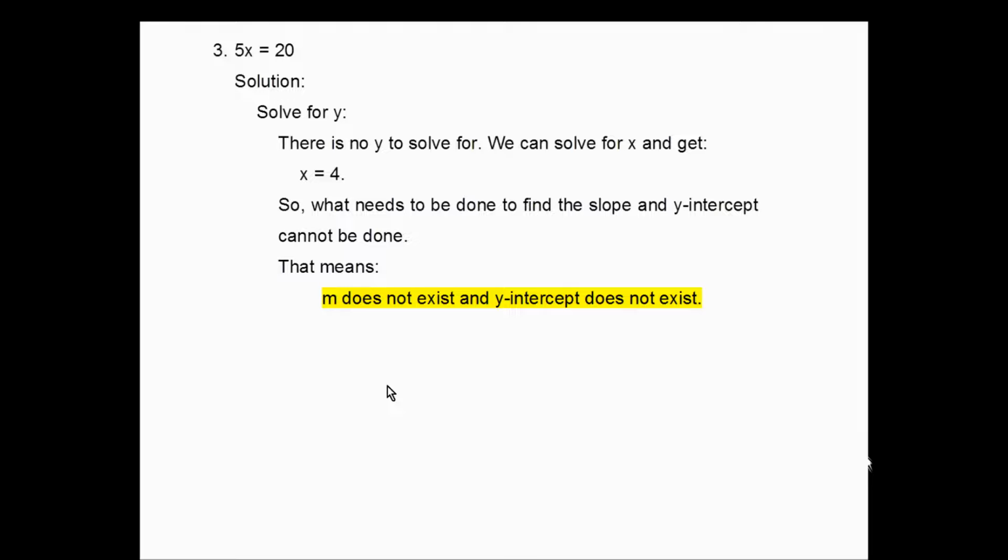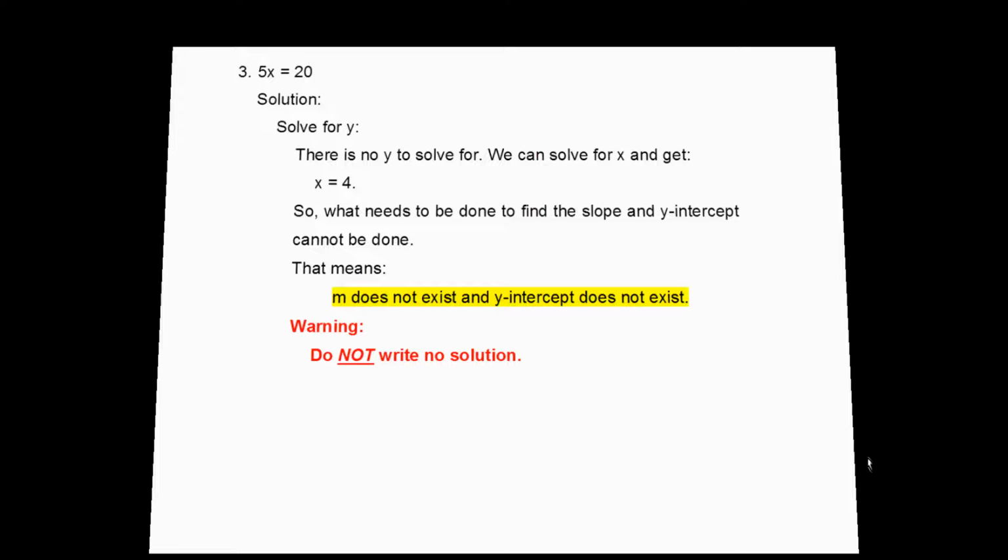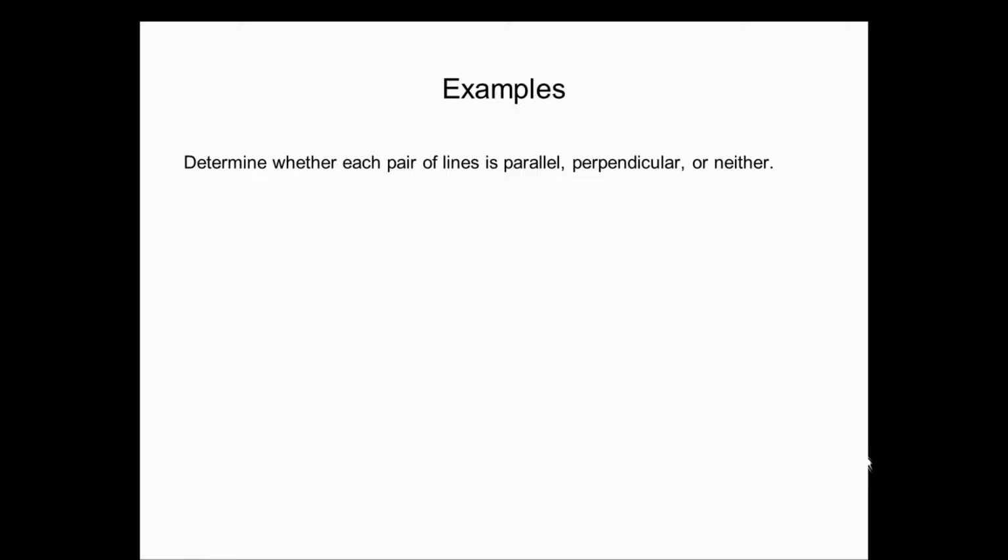Now we'll take a look at determining parallel, perpendicular, or neither. So again, warning, do not write no solution. This is the solution. Some examples. Determine whether each pair of lines is parallel, perpendicular, or neither. And sometimes just to fake you out, I do like to put or both. Think about it. It can't ever be both. So this is kind of like multiple choice. Parallel, perpendicular, or neither.